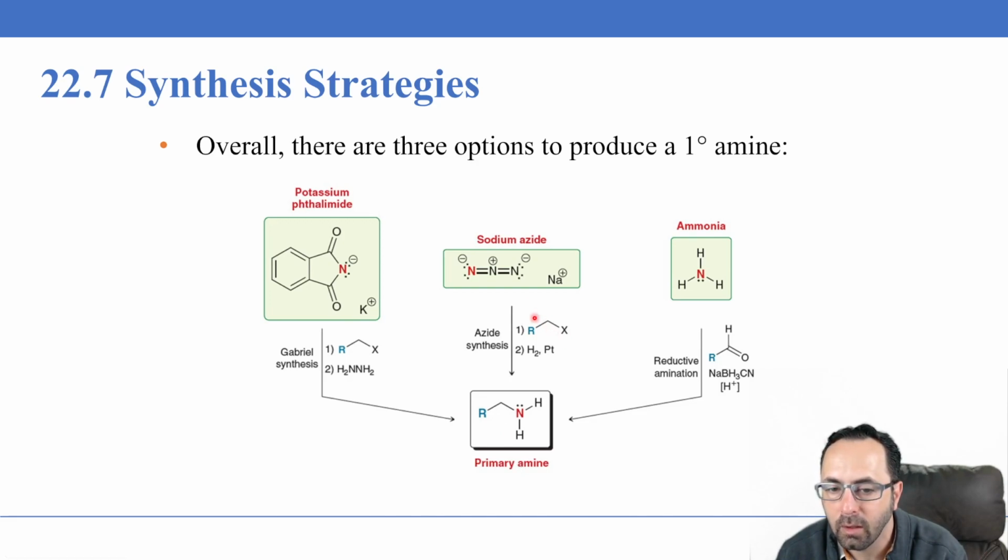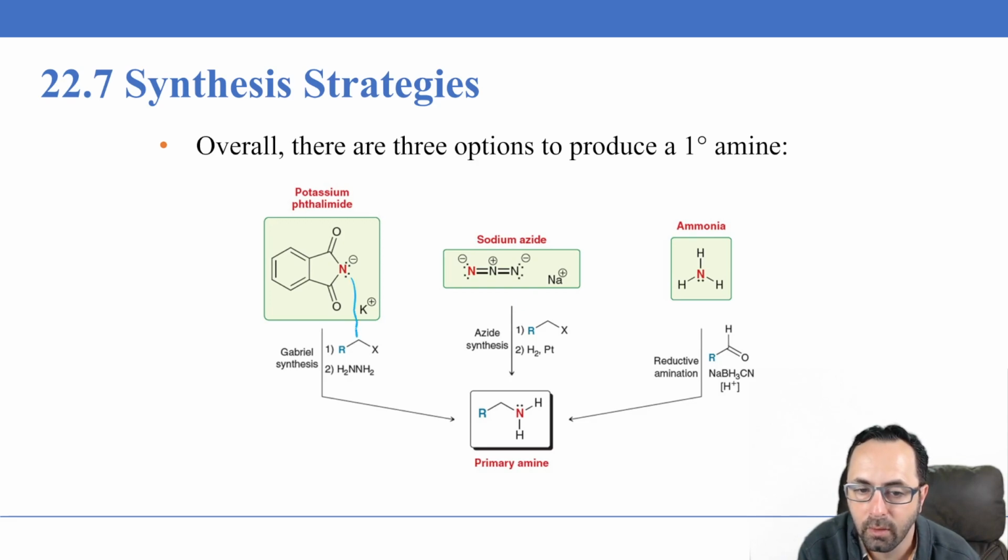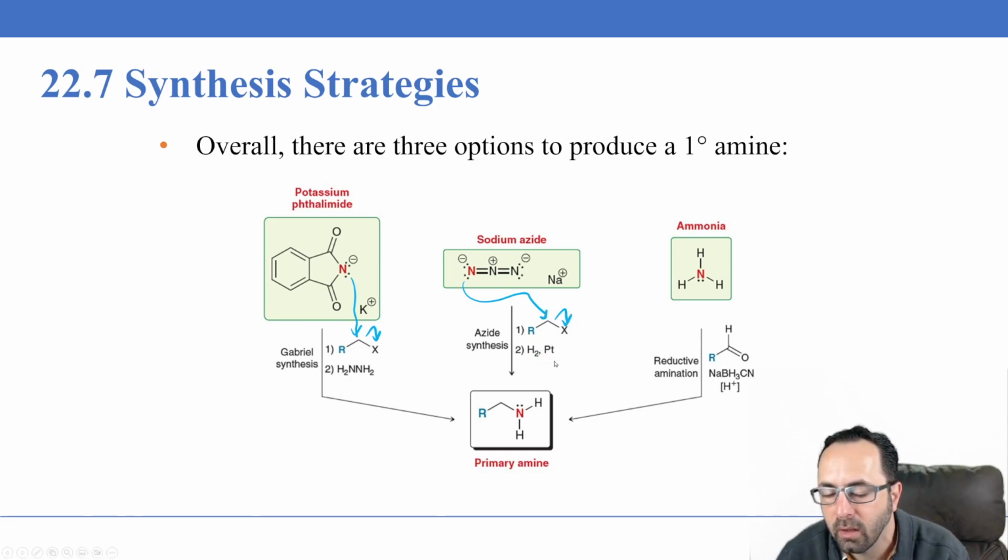We can also treat an alkyl halide with sodium azide. Azide here will be the nucleophile that attacks. In the first case the nucleophile is the phthalimide; here the nucleophile is the azide that attacks. Then we have to reduce it with a reducing agent. Again, this could be any reducing agent. Hydrogen and platinum would work if you're not worried about reducing other groups. Otherwise, use a more specific or milder reducing agent, and that will get us a primary amine.